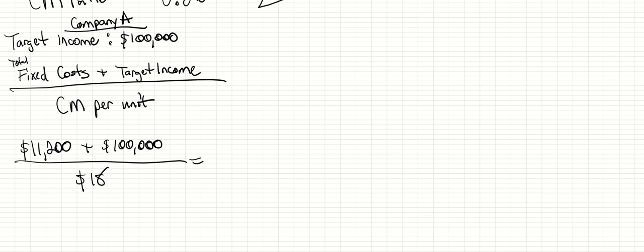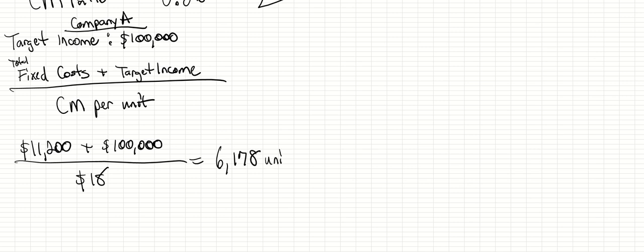Okay, so notice that $11,200, that's a dollar amount. $100,000, that's a dollar amount. $18, that's a dollar amount. That lets you know that we're trying to find the number of units and not the dollar sales. So I'm going to take $11,200 plus $100,000, and then divide that by $18 per unit. This gives me 6,177.777778. I'm going to round this to the nearest whole number. This is units and not dollars, so this is 6,178.